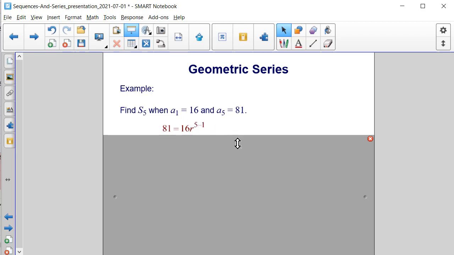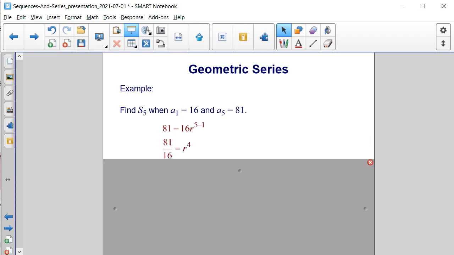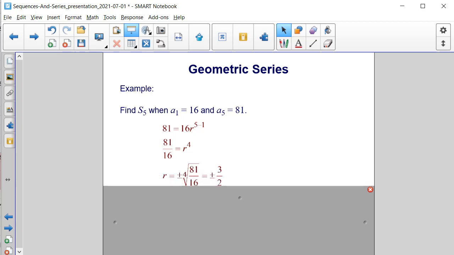And then we can simplify this by dividing both sides by 16 and also subtracting our exponents. So we have that 81 over 16 is equal to the rate raised to the 4th power. And then if we take the 4th root of both sides, because it's an even root, our value can be positive or negative. So it's going to be plus or minus the 4th root of 81 over 16, and the 4th root of 81 is 3, and the 4th root of 16 is 2. So we have plus or minus 3/2.